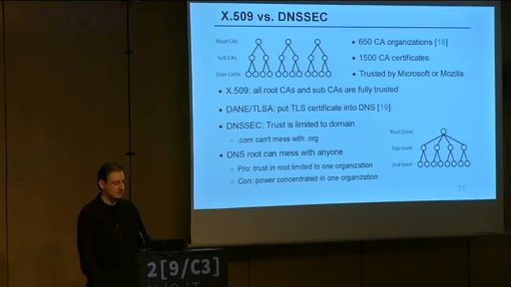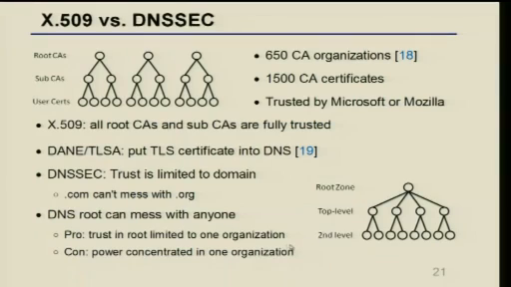Now, what could change with DNSSEC? With DNSSEC, there is an RFC. It's called DANE TLSA, and you can put TLS certificates into the DNS. With DNSSEC, trust is limited to one domain, so the COM top-level domain can't mess with the org top-level domain. However, the DNS root can mess with anyone. So the pro is the trust in the root is now limited to one organization instead of 600 CA organizations with X509. The con is this organization gets very powerful, and it's ICANN. So I don't know whether this is a good idea. At least it's an alternative to X509.